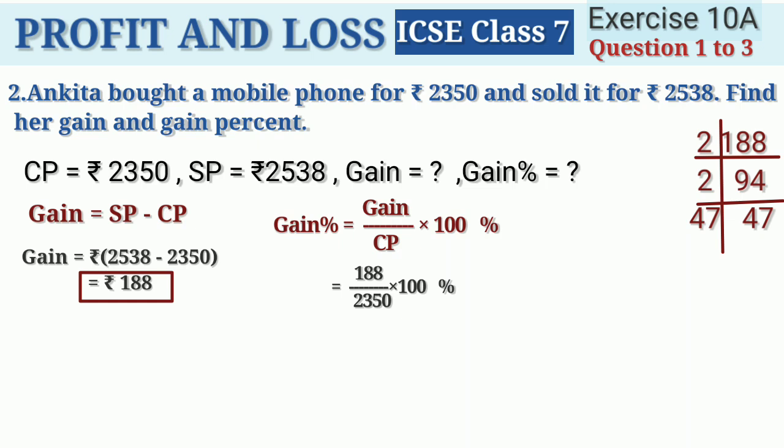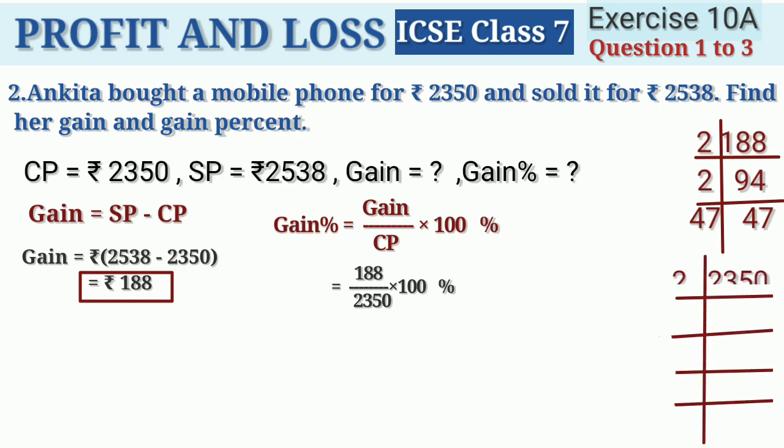Let us find factors of 2350. Even number, divided by 2, we get 1175. We will divide this by 5. We get 235. Again divided by 5, we get 47, and 47 ones are 47.